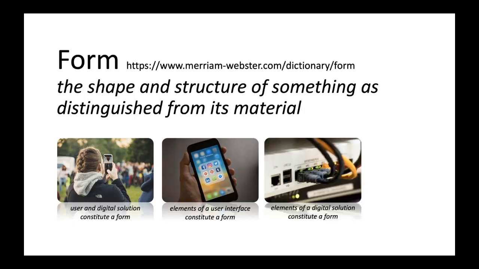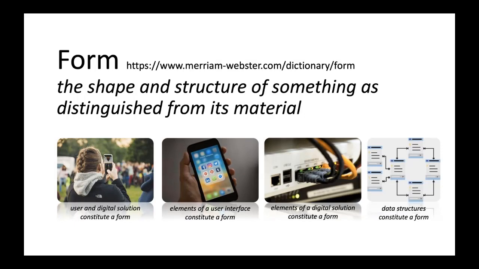The next thing, of course, are other elements of a digital solution. When we take the Instagram or Twitter example, you have not only the app, you have different machines on the back end, which host all the pictures, which communicate with each other, which support the apps with new tweets or new pictures. And finally, the last important part of form are the data structures: the data structures of the pictures, of the tweets, of the comments, of everything that is inside the digital solution.